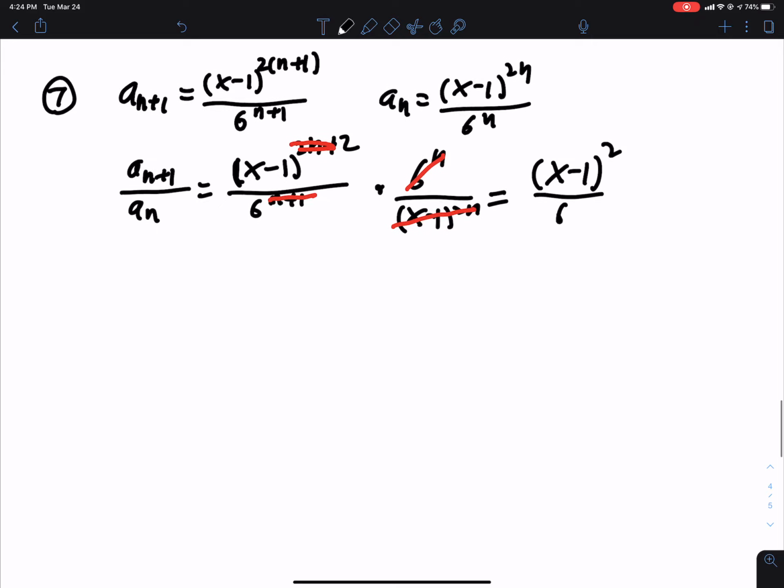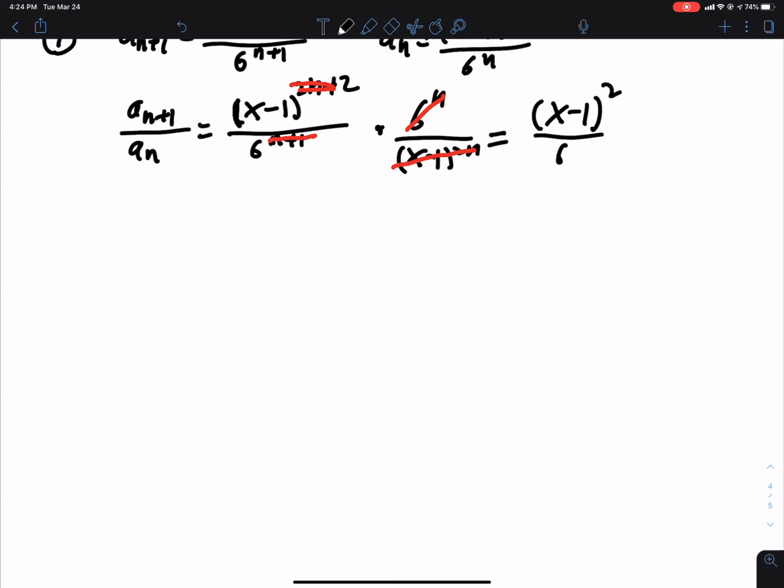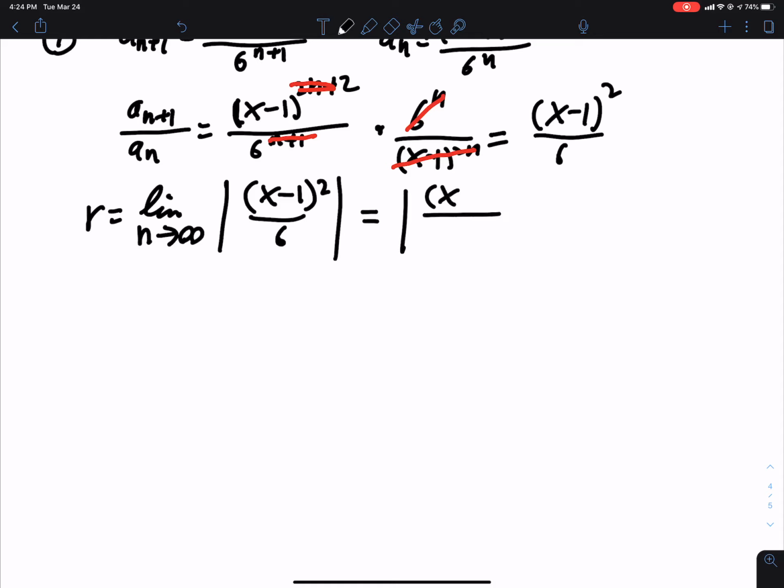But in the ratio test, we need to take the limit. We have to find r, which is the limit as n goes to infinity of the absolute value of the answer we just found. But you'll notice this does not have any n's in it. It's just constants. The x will be the values that you are testing to see if it converges, so it'll be a constant for each value of x. So this will be just x minus 1 squared over 6.